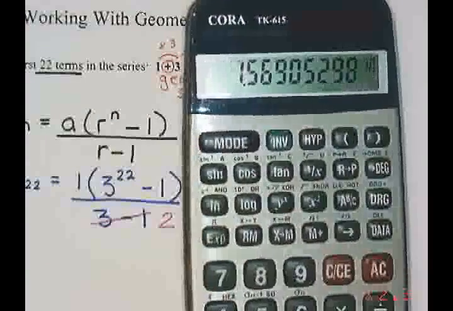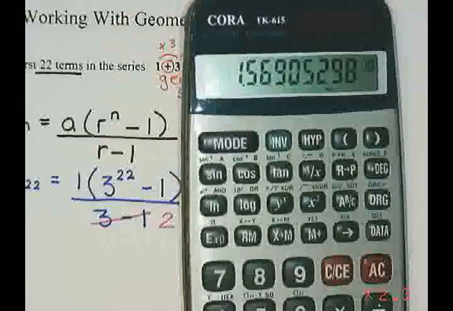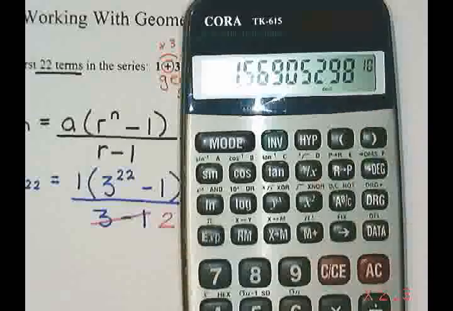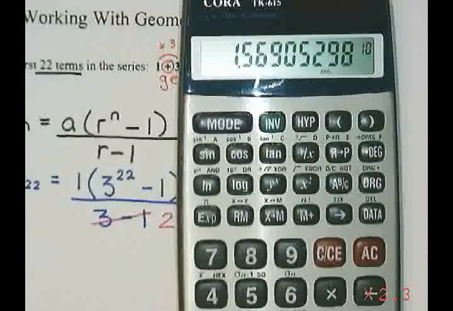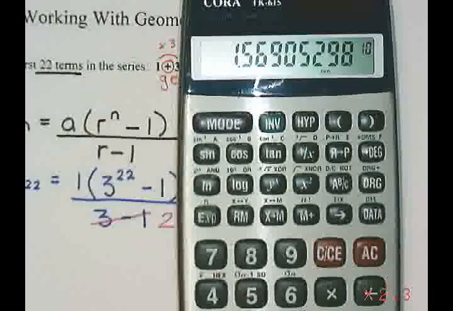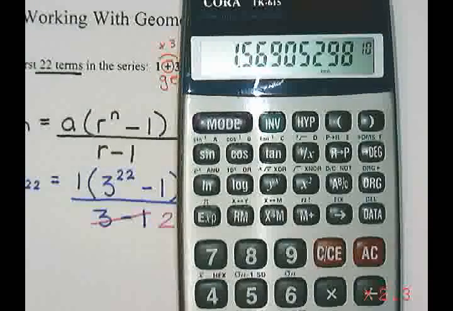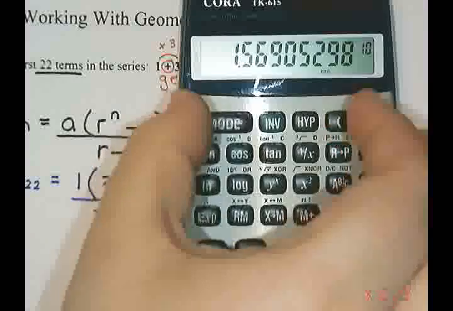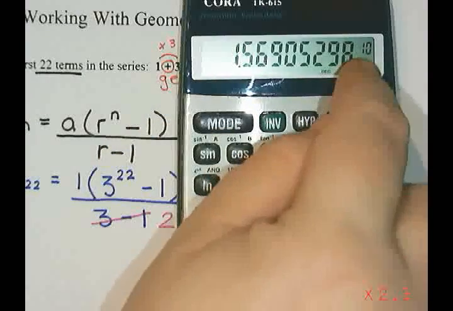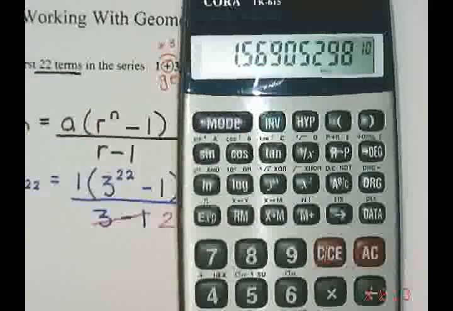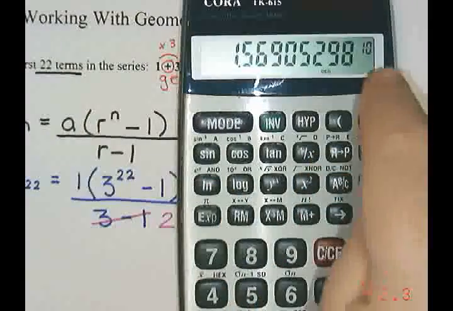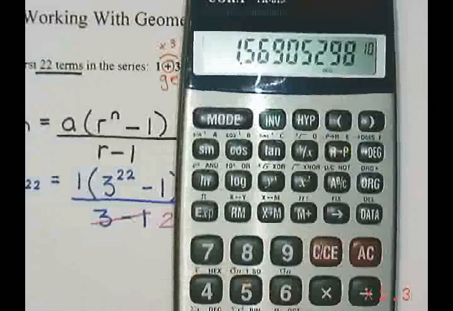So it's 1.56905298, and then I notice that there's this little 10 there. And this is scientific notation. So what it's showing me is that the number is bigger than what my calculator can handle. So what it does is it squishes it down into a decimal times 10 to the power of 10. So that 10 there doesn't mean that the base is 10. That means that it's going to be 10 to the power of 10. So whatever number shows up here is going to be our exponent.